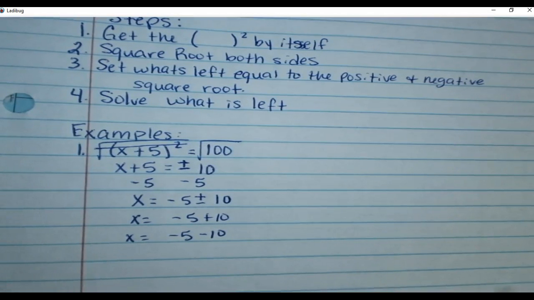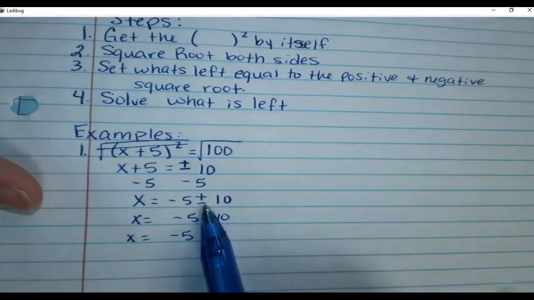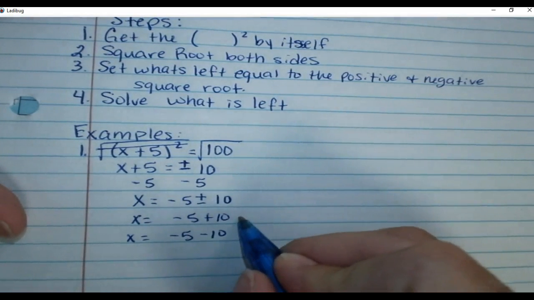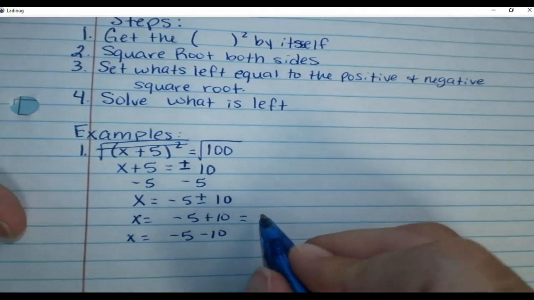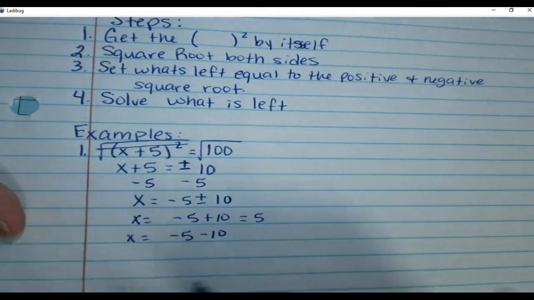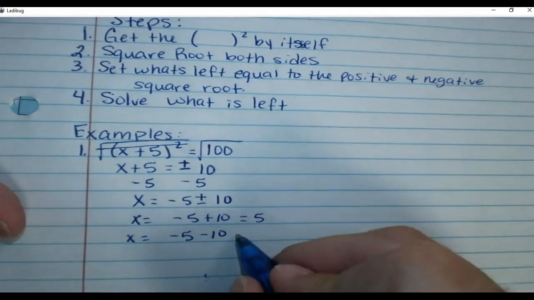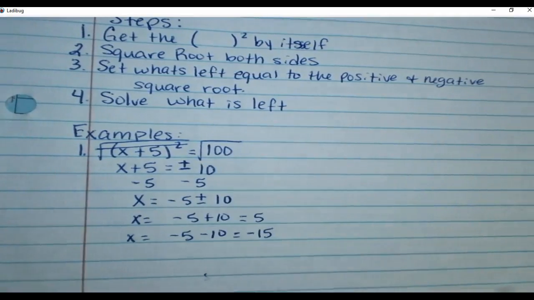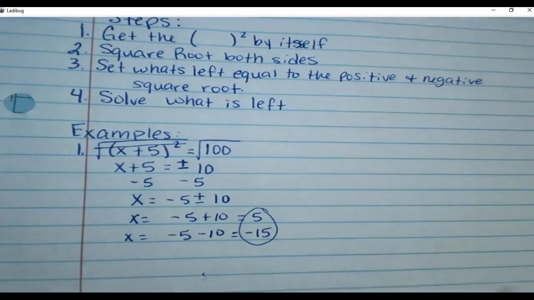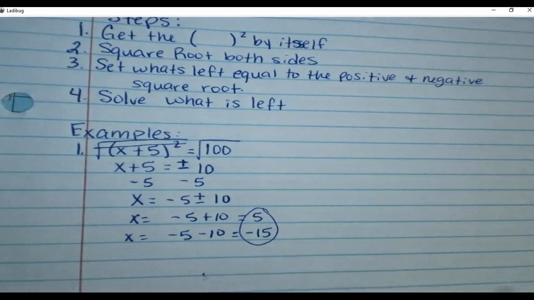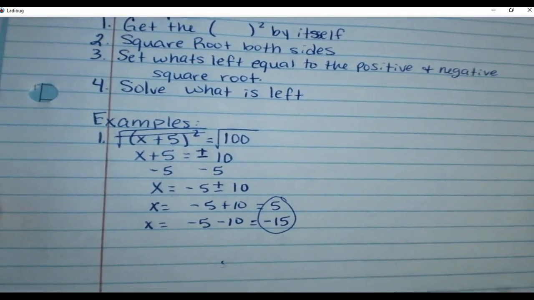Okay. Because we got the plus and the minus. So one of our answers, negative 5 plus 10, is 5. And the other one, what's negative 5 minus 10? You got it, negative 15. And that's it. So there's our 2 answers. Questions? Okay.